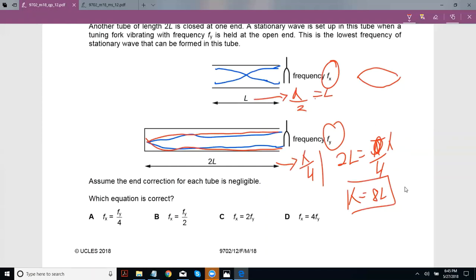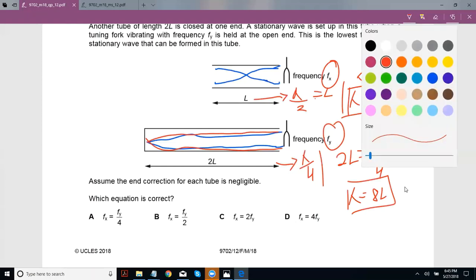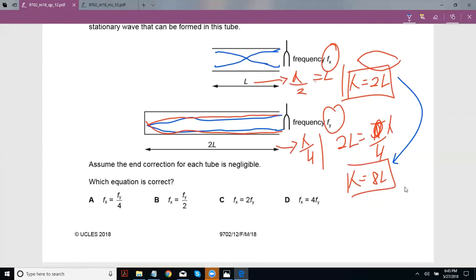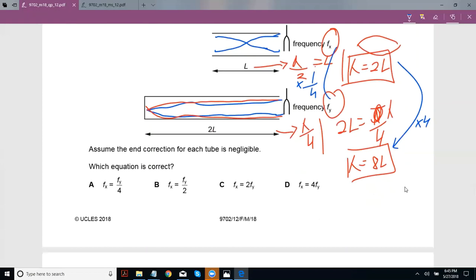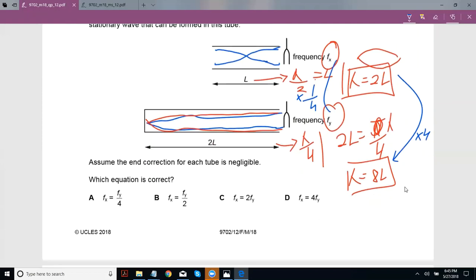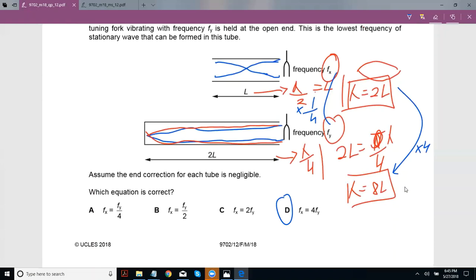If L is equal to lambda upon 2, then lambda is 2L, which clearly indicates that for frequency fy, the lambda is 4 times as much, which means the frequency should be 1/4 because they follow an inverse relationship. So basically, what's happening is frequency fy is 4 times less, which means if frequency fx was multiplied by 1/4, then you'd get frequency fy. So I believe it's D, right?